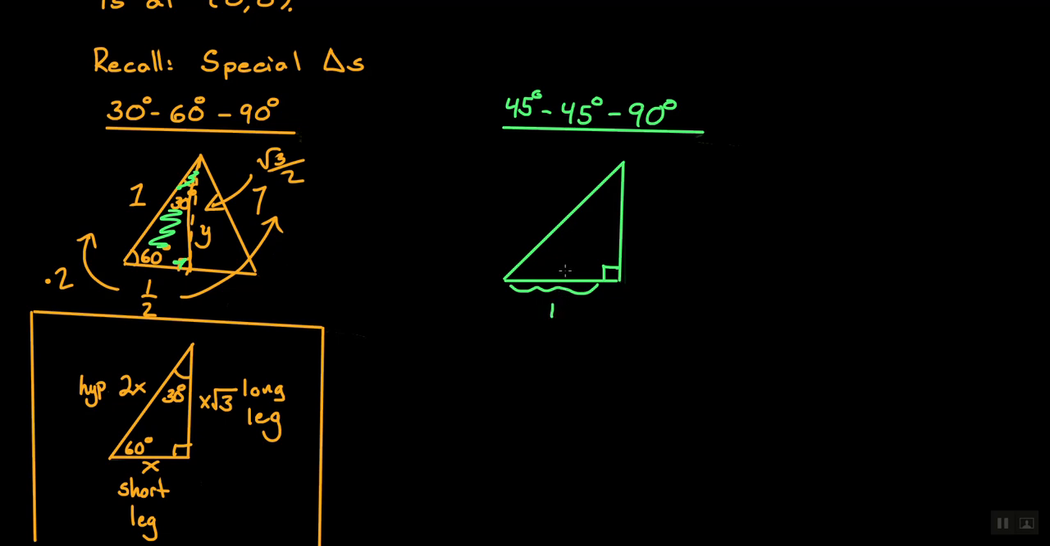Sure, seems reasonable. If that length is 1, what's this length? So both legs would be 1, right? It's isosceles, 1 and 1 here with 45 and 45. I want you to find me the hypotenuse real quick as well. This one's much faster. Root 2. 1 squared plus 1 squared is 2, and the square root, root 2.